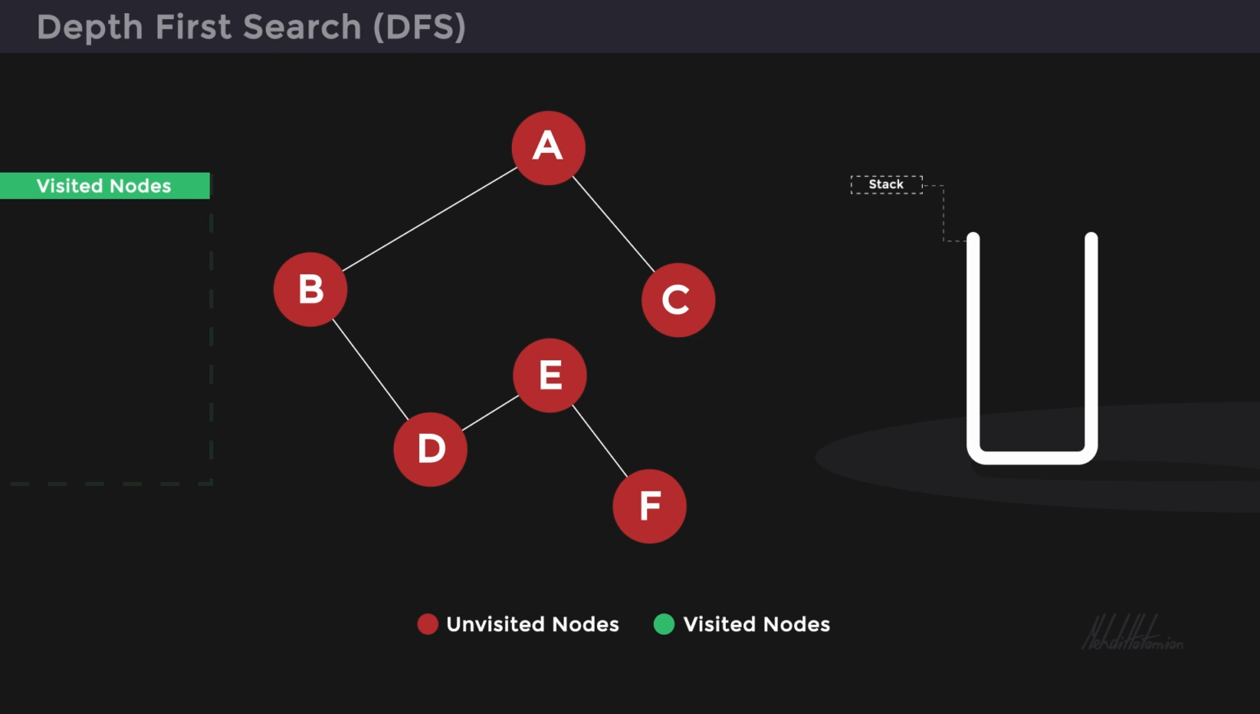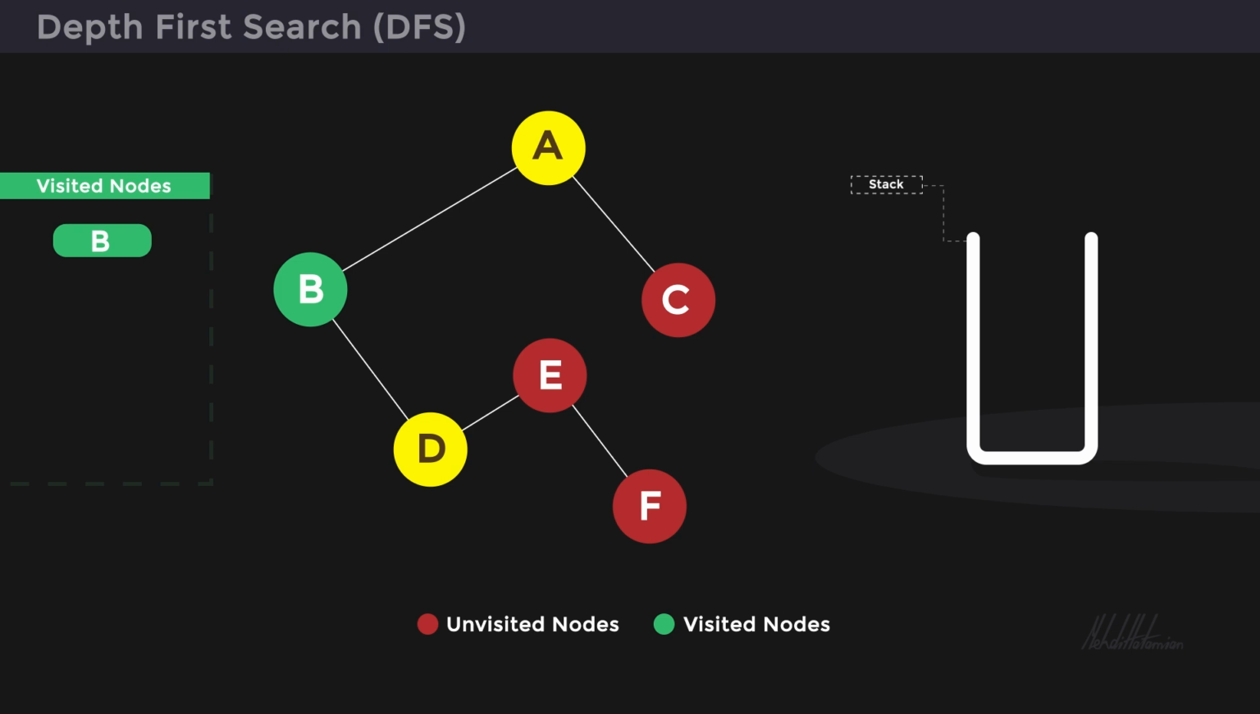The first step is to pick a starting node. This is completely up to you. You can choose any node you like. I prefer to start with node B. We add node B to the visited list. Then push all its adjacent vertices onto the stack. Its adjacent nodes are A and D.